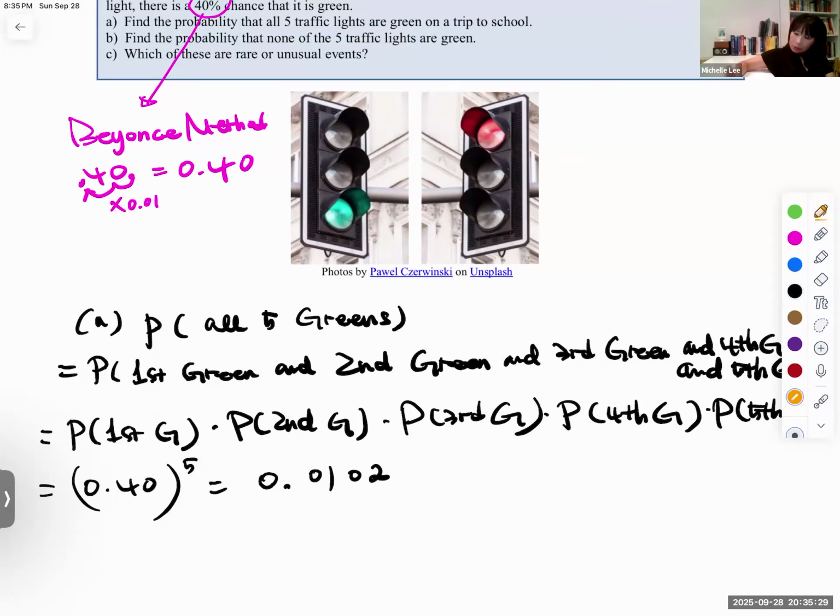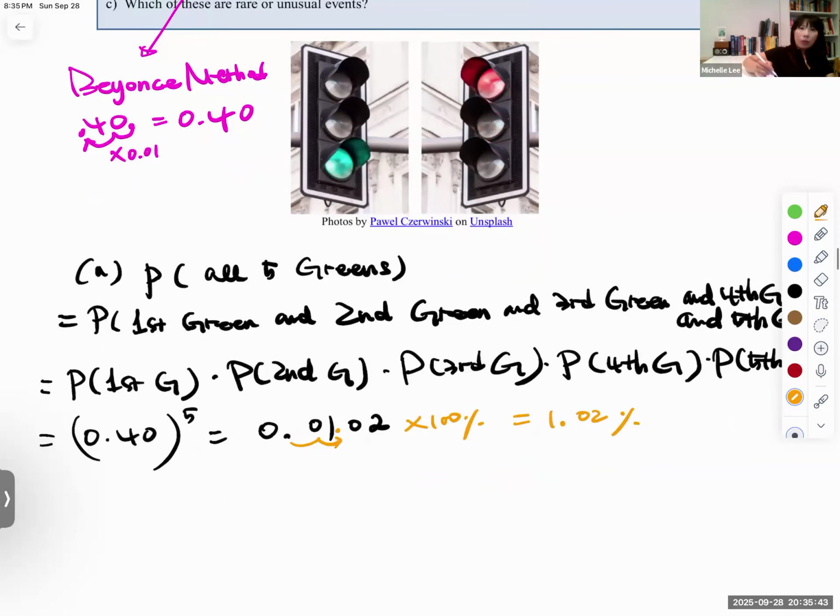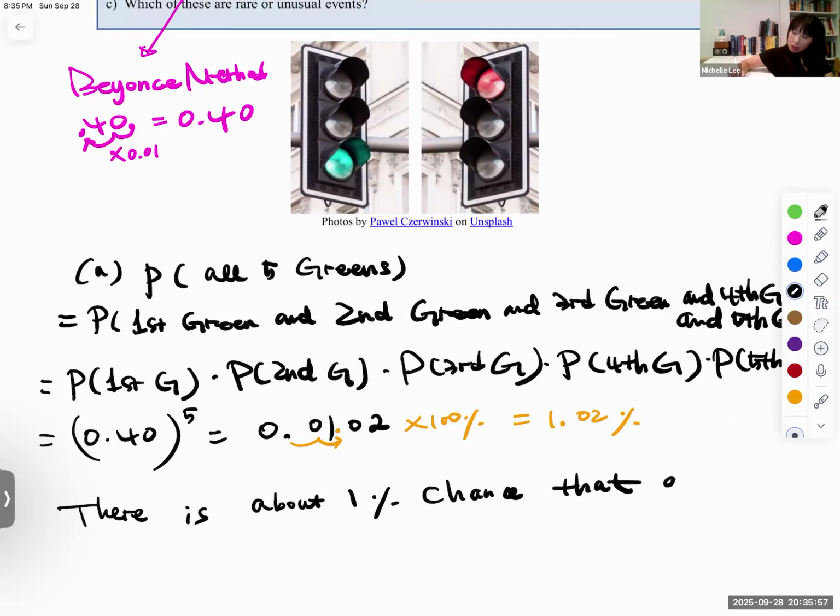Yeah, so 100%. That means move the decimal to the right twice. So that will be 1.02%. So there will be about just a 1% chance that all 5 traffic lights will be green. Yeah.